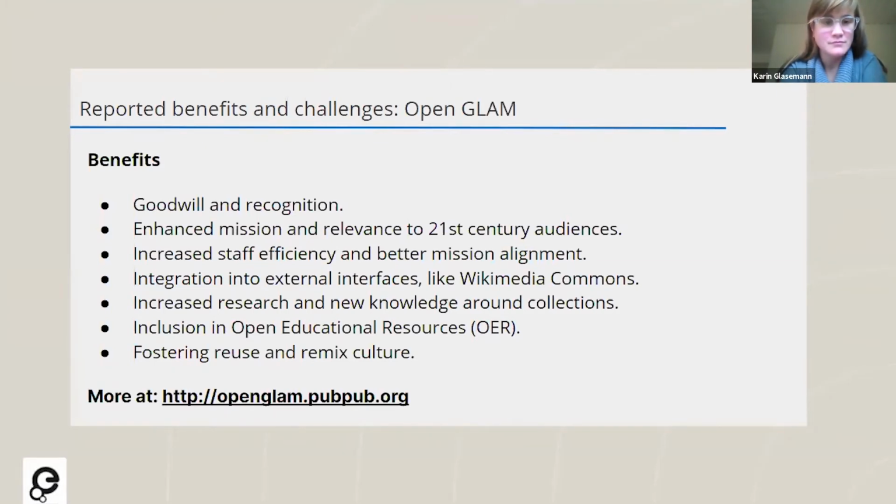And of course, I'll give the floor to Andrea also to talk a little bit more about the research, the paper that she has put together for the Declaration on Open Access to Cultural Heritage. So Andrea, do you want to explain a little bit about the PubPub?